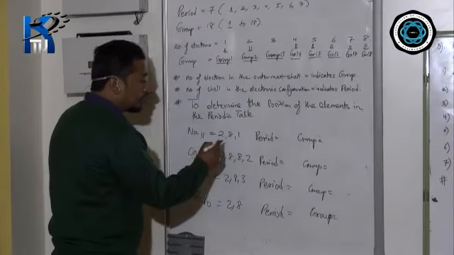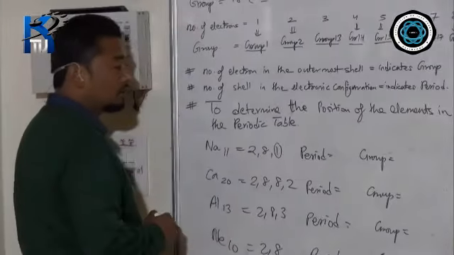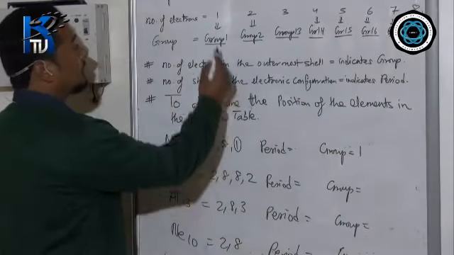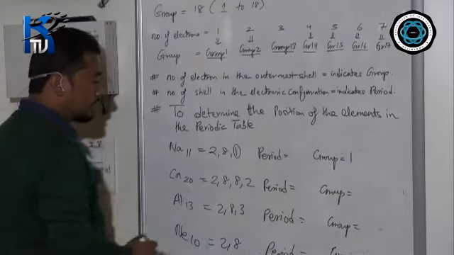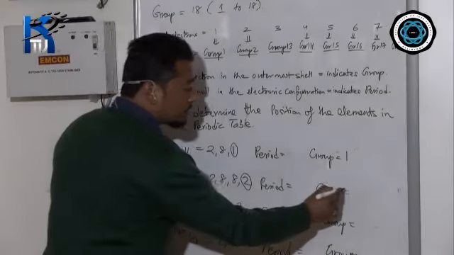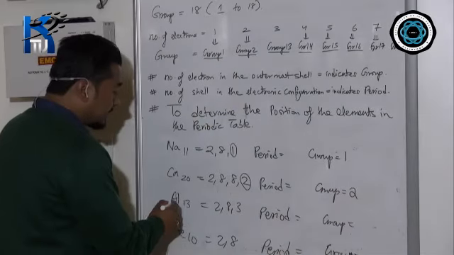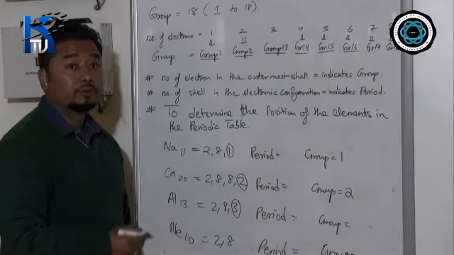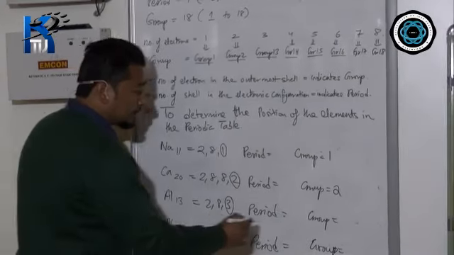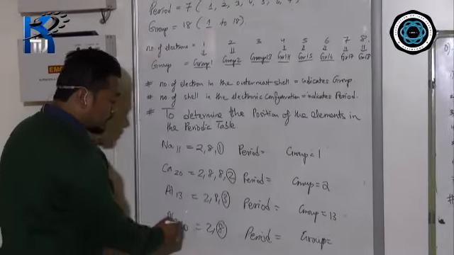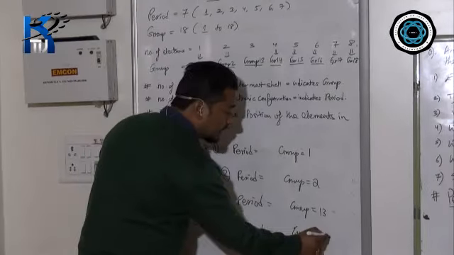Now see here, how many electrons are there in the outermost shell? 1 in the case of sodium, therefore it belongs to group 1. Outermost electron 1, group 1. In calcium, the outermost electrons are 2, so it belongs to group 2. In aluminum, the outermost electrons are 3. Most students write group 3, but that's wrong. You have to write group 13. And in this case, the outermost electrons are 8, so it belongs to group 18.